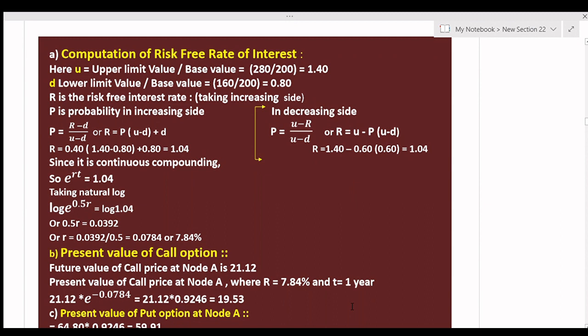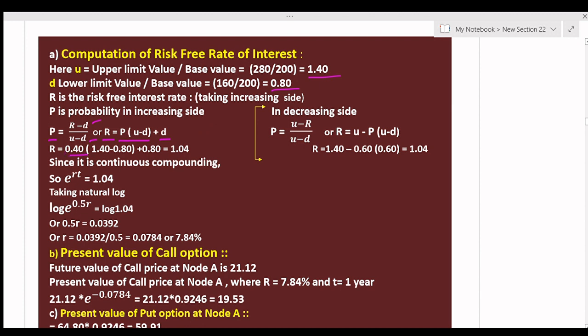So you have to find out the risk-free rate of interest. Here it is not given. To compute the risk-free rate of interest, you see the previous formula: P, probability, is equal to R minus D divided by U minus D. That is, R is equal to P into U minus D plus D. And U is the upper limit value by base value, here it is 1.40. And D is the lower limit value by base value, it is 0.80. Put the values here.